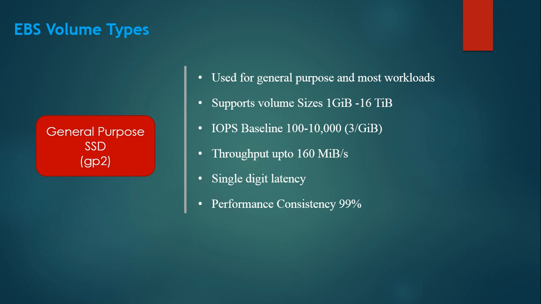General purpose disks are, as the name says, used for general purpose kinds of workloads. They support a volume size from 1 GB to 16 TB, and the IOPS baseline is 100 to 10,000. There is a concept of burst bucket for IOPS. We'll be discussing that in the next few slides, but before that you need to understand that the performance can go from 100 to 10,000 IOPS for these GP2 disks. It supports a throughput of 160 MBs per second, and the disk latency is in single digit. Performance consistency is 99%. Performance consistency means it's not like sometimes the disk performs well and sometimes it performs below expectation. The performance is always consistent, so you can say it's 99% consistent.